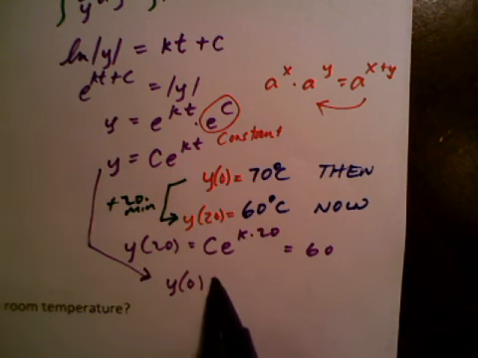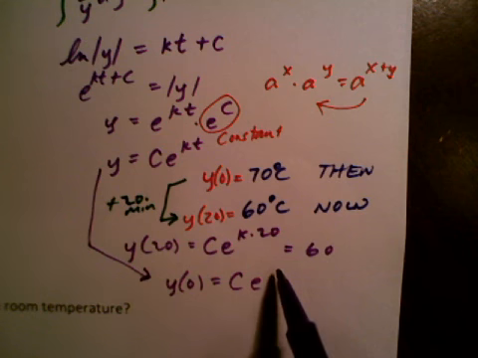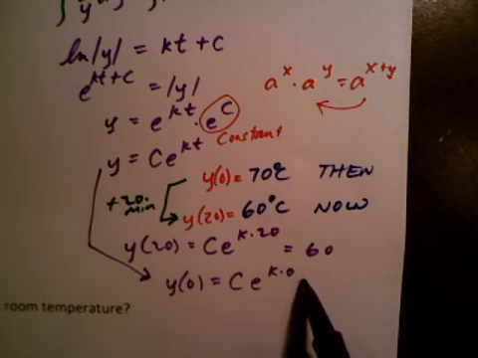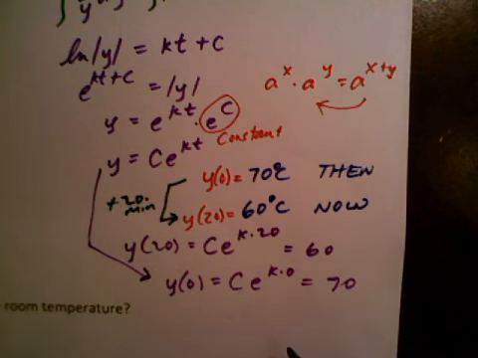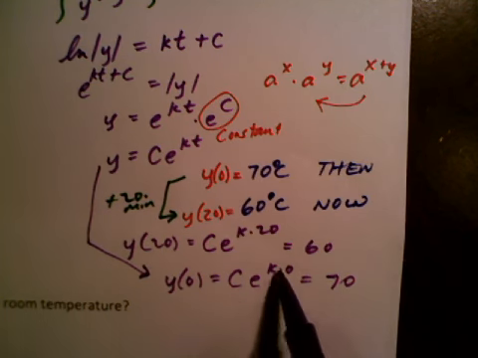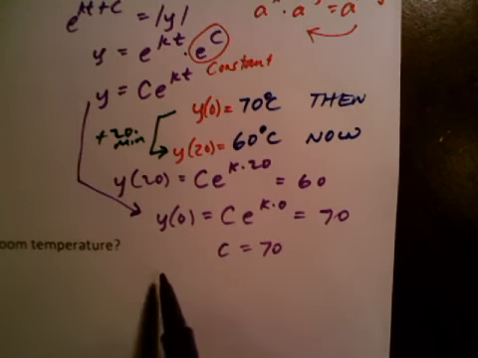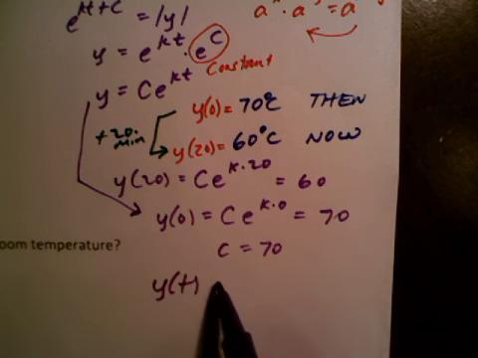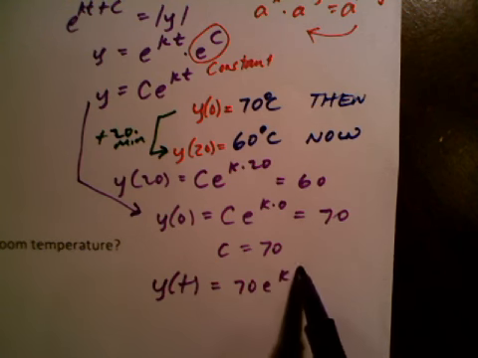y of 0 is when t is 0. That's going to help us find our c. We need to do that first. So k times 0, and we said y of 0 is 70. I didn't want to rewind the video. We're already at almost 10 minutes. So e to the 0 is 1, and so we have that c is 70. And so that gives us our function y of t equals 70 e to the k times t.